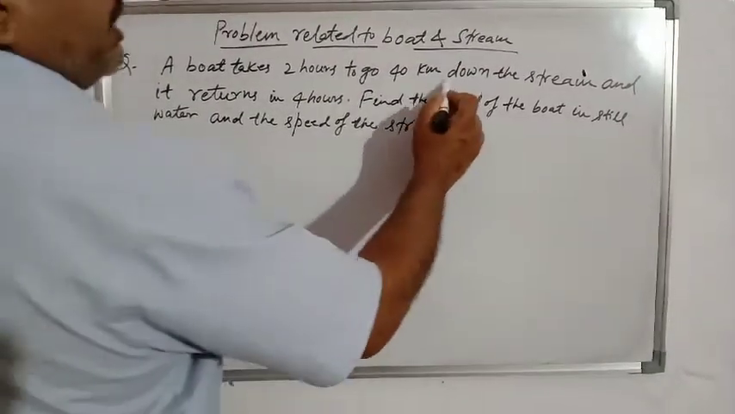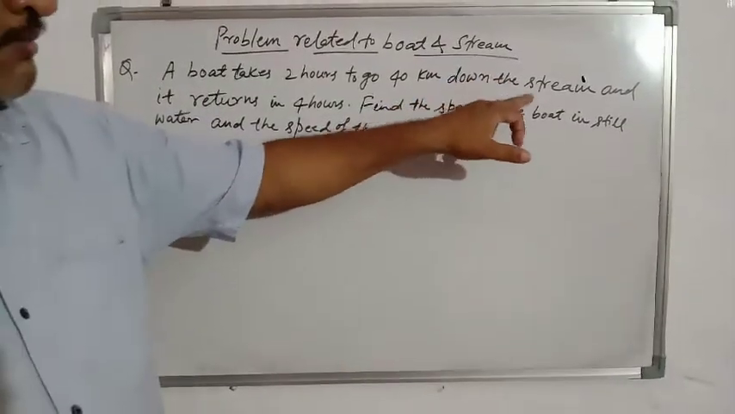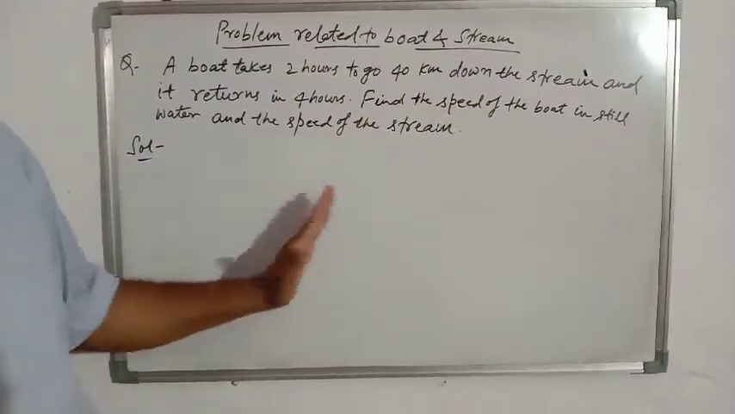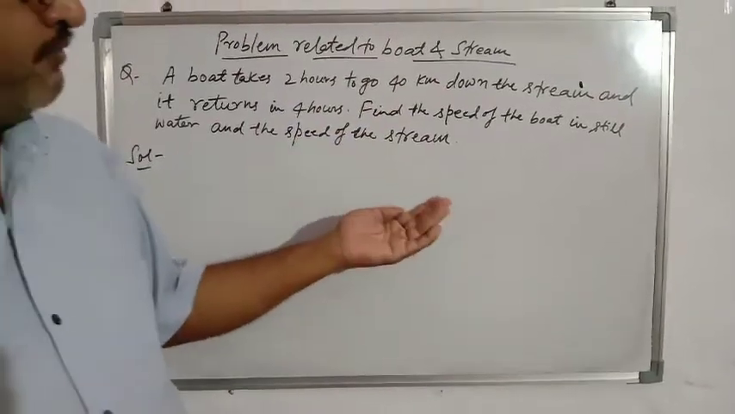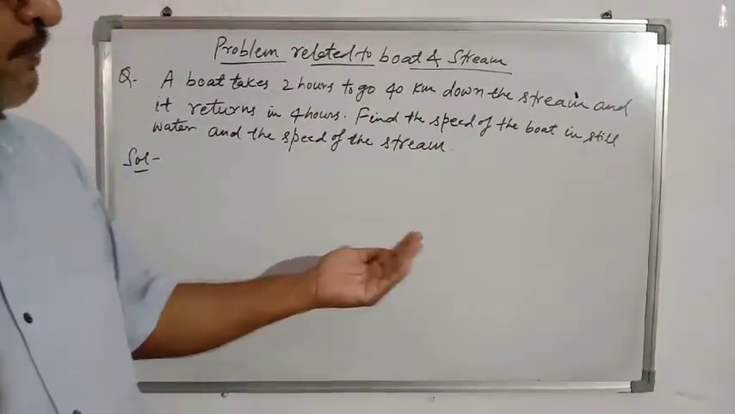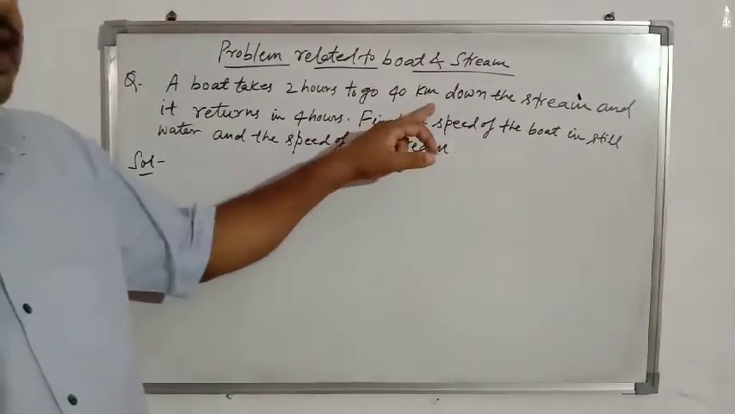Here one term is there: down the stream. What is the meaning of down the stream? Down the stream means when the boat moves in the direction of the stream, we say it is down the stream. But when the boat moves in the opposite direction of the stream, meaning against the stream, we say it is upstream.